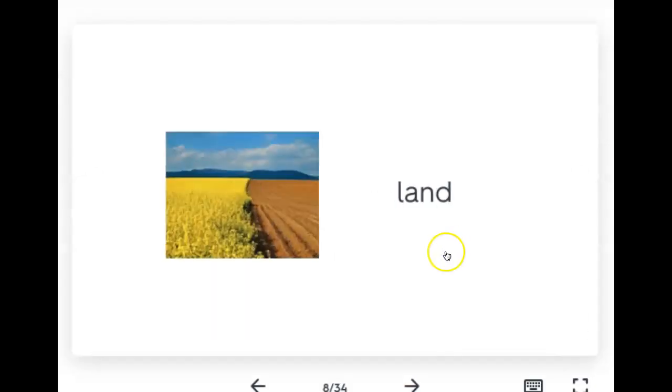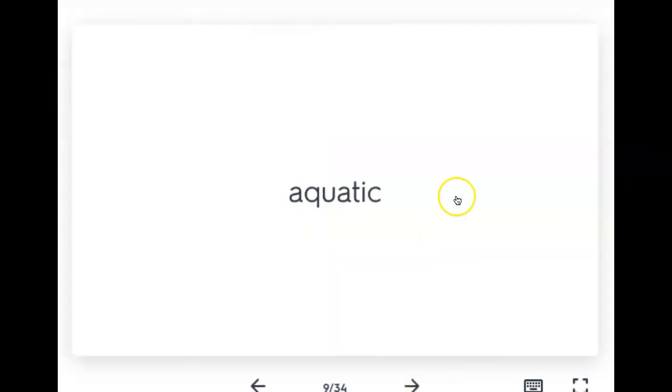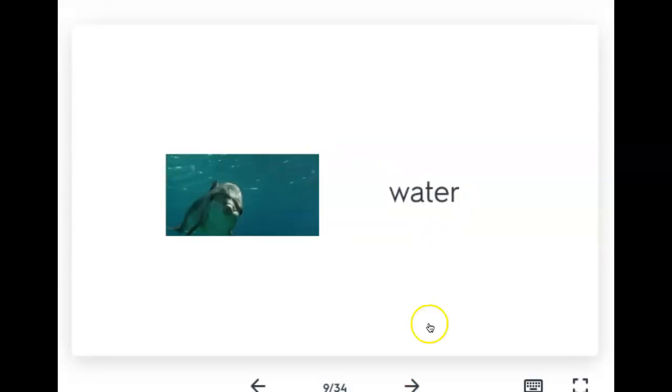Terrestrial is going to be referring to land. Terre, T-E-R-R, refers to earth or land. Aquatic, aqua, means water. And so an aquatic habitat is going to be a habitat that is in the water.